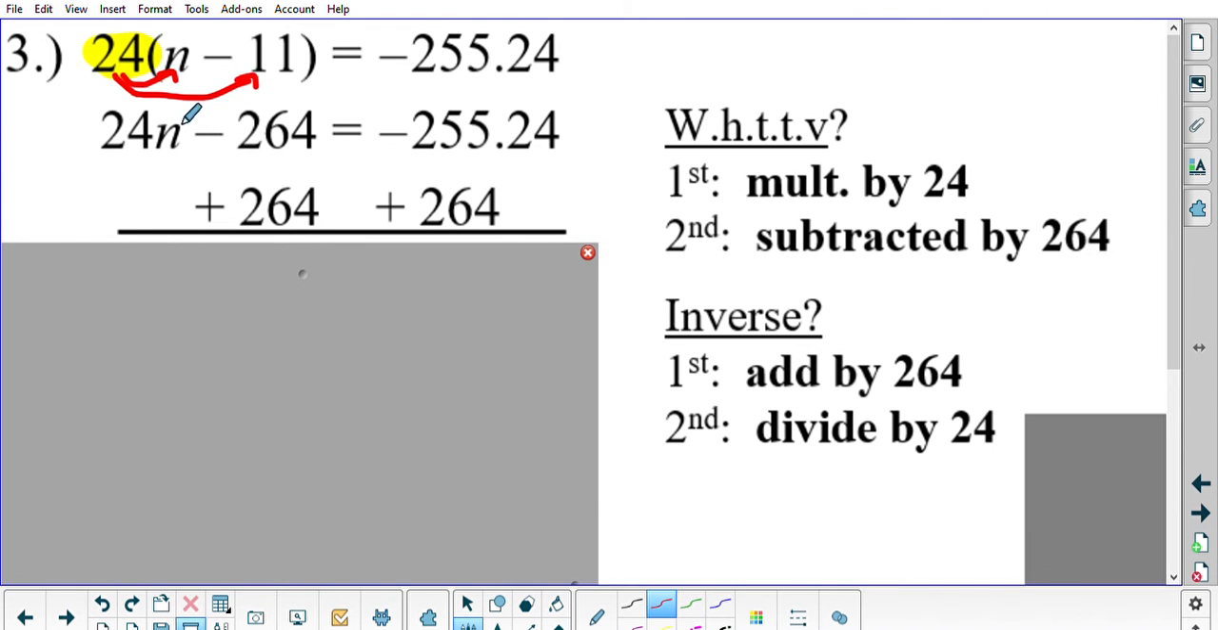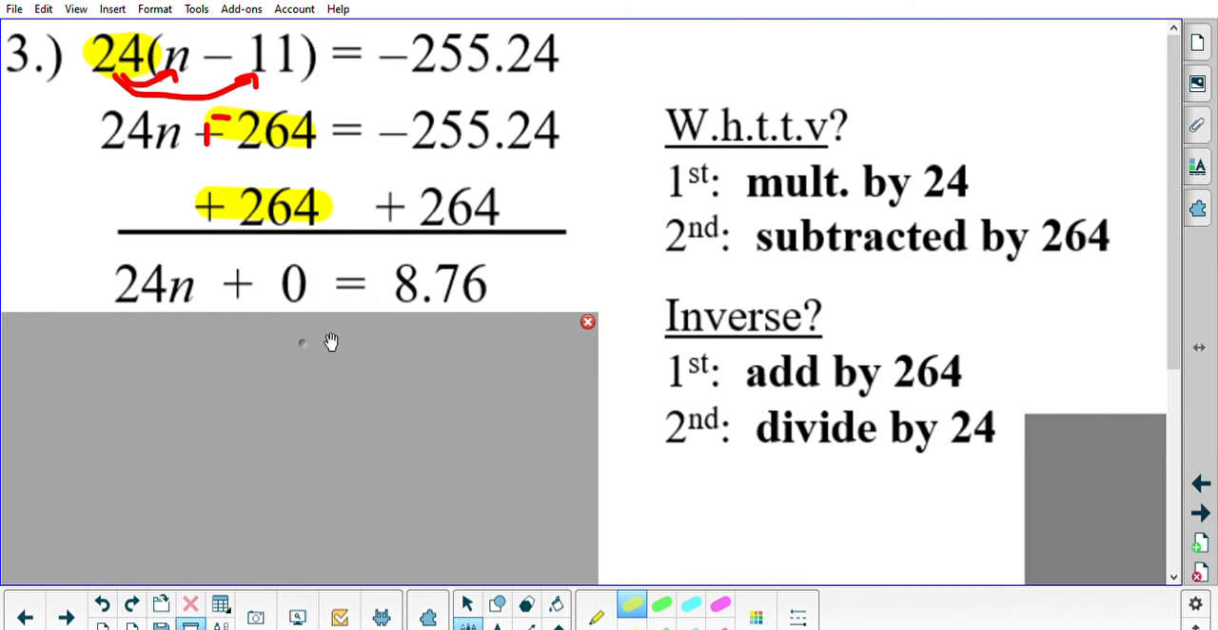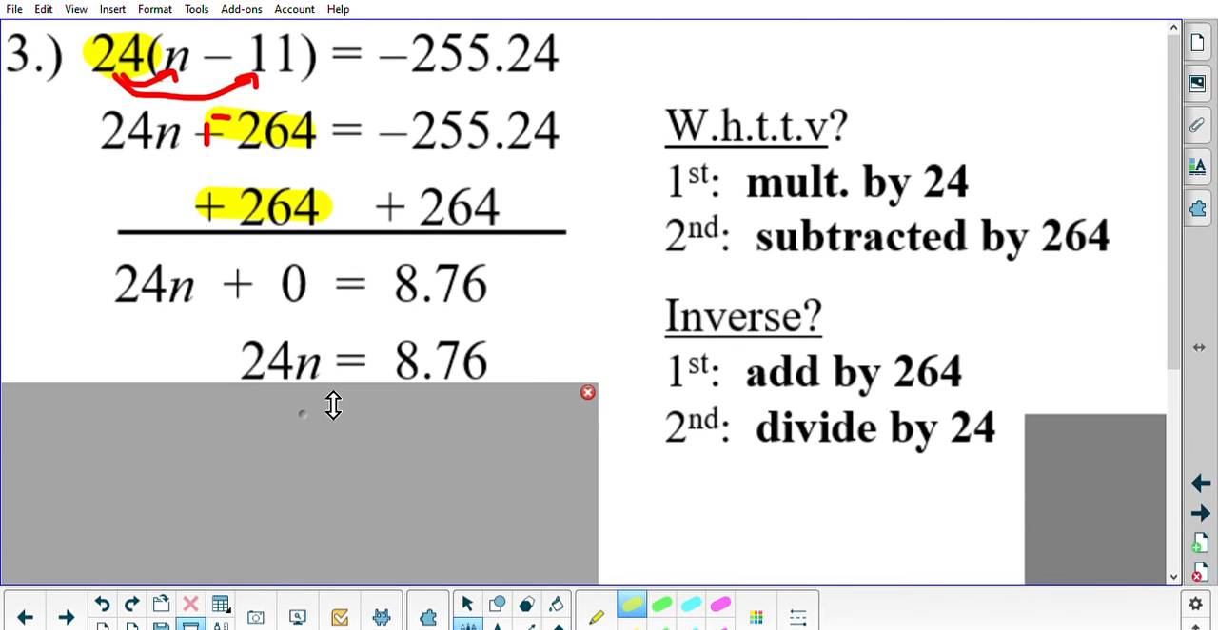If you now would like to make the subtraction here become adding the opposite before you work down, feel free to, because now you will hopefully realize that negative 264 plus positive 264 would give you 0. Now, I had told you on number 2, if you don't want to show the 0 step anymore, you don't need to. You can go straight away to saying that that's just going to give you 24n on the left-hand side of the equal sign. The right-hand side, when you have a negative plus a positive, you subtract in your head. Now, I'm not going to kid myself. You probably used a calculator for that. So that's going to give you the 8.76.